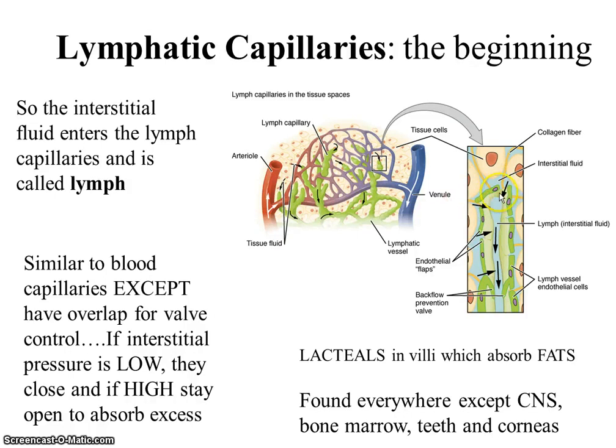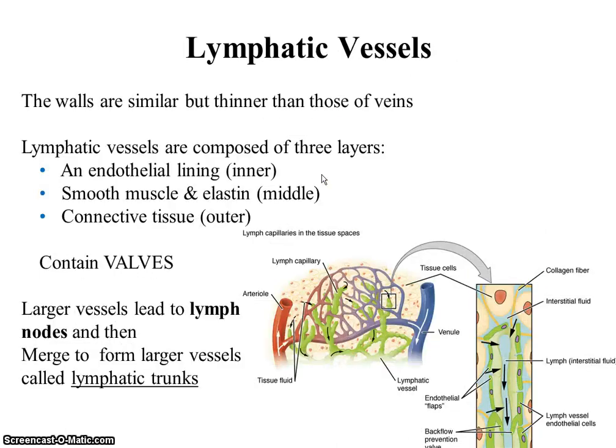But here in a lymph capillary, there are spaces, as you see here. And these spaces allow not only that fluid and large cells to come into a lymph capillary, it also allows us to absorb fats. Right? We do find these again throughout the body. Anywhere you find blood capillaries, you're going to find lymph capillaries.